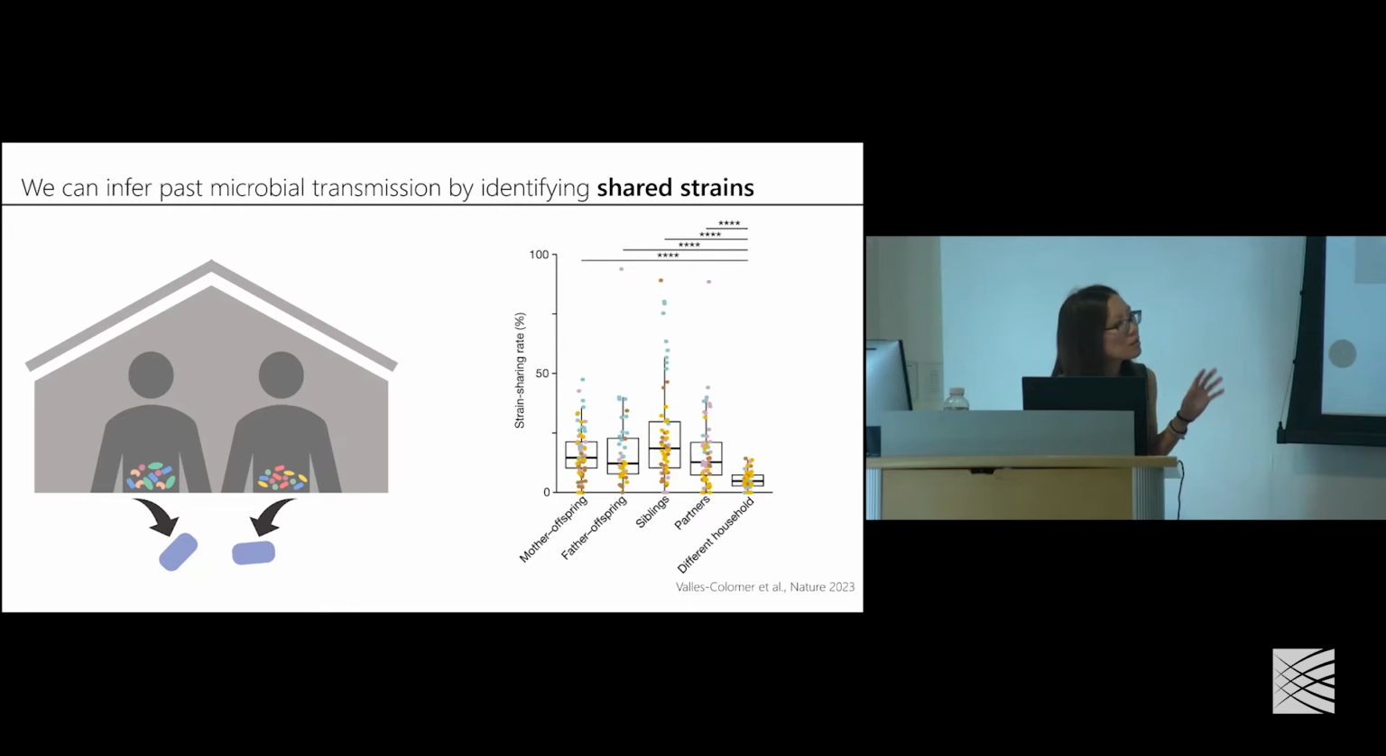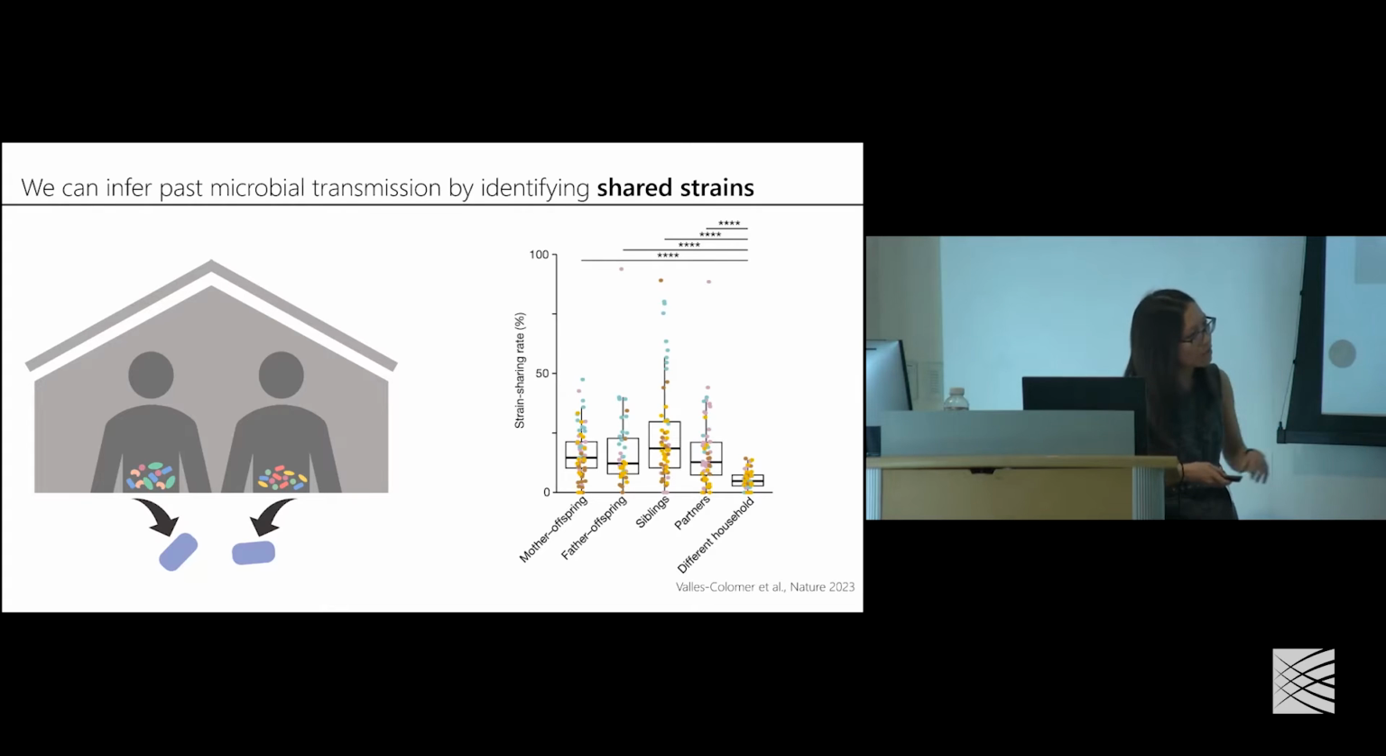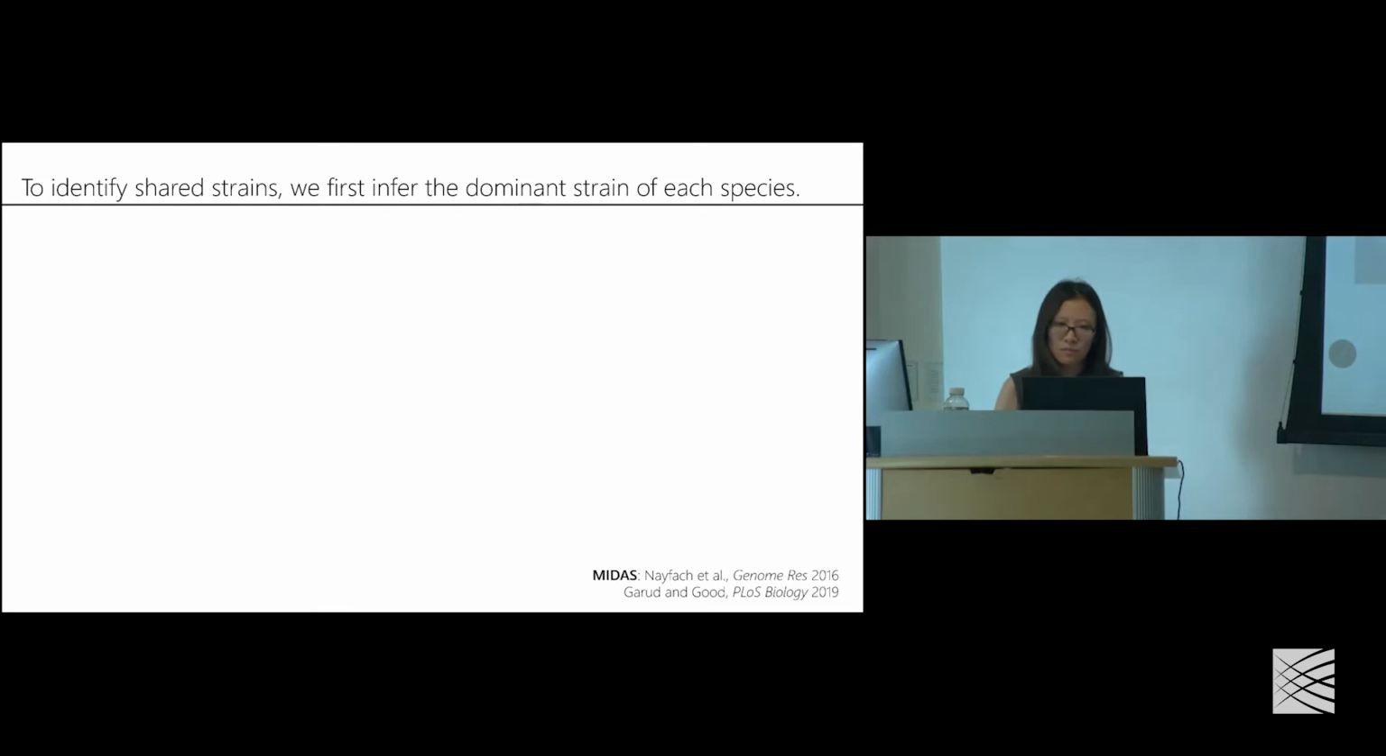Okay, so there are already some folks who are applying this. For example, this large-scale study came out earlier this year. They showed that there was quite a bit of strain sharing within households, particularly between parents and their offspring, but also between adult partners. And I'll talk a lot more about this in the seminar part of the talk.